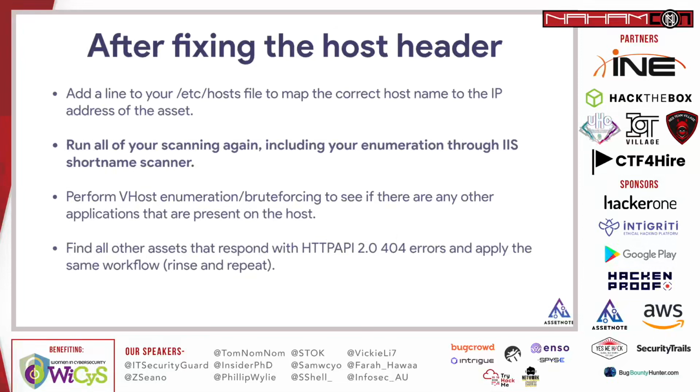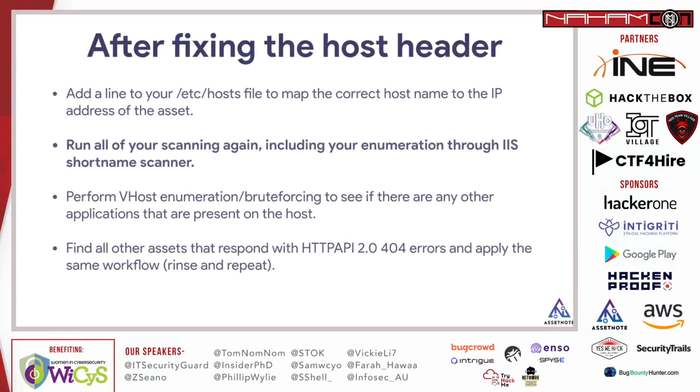And once you've done that, you should run all of your scanning again, including your enumeration through IIS short name scanner. It's incredibly important to run all of your scanning again because you're basically scanning a valid application, whereas with HTTP API 2.0, you were scanning nothing.